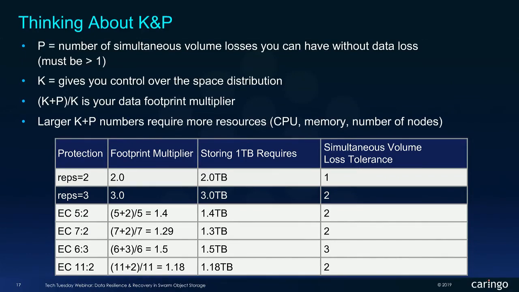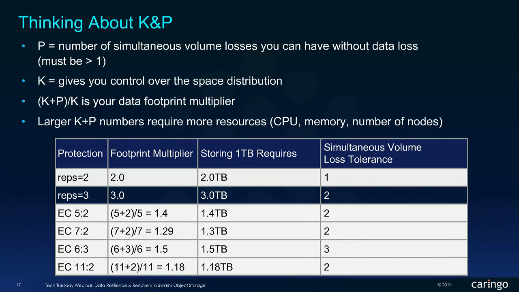If you think about that K and P, K is the number of data segments, P is the number of parity segments. That P is the number of simultaneous volume losses that you can sustain without any data loss. K gives you control over the way the space is distributed, or the footprint. One of the other trade-offs though is that the larger the K plus P is, the more resources you need. You need more nodes, you need more CPU and memory for that. So it's not completely free, although it's pretty darn efficient.